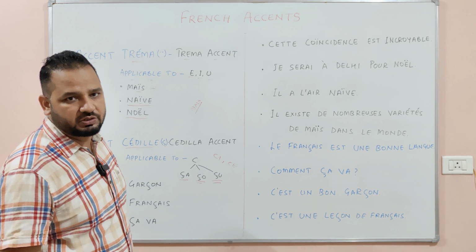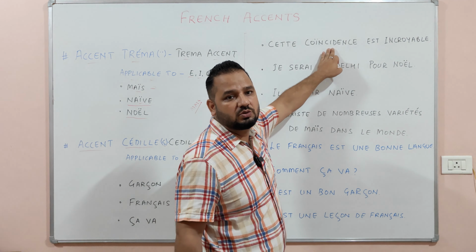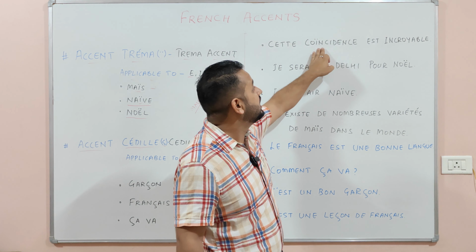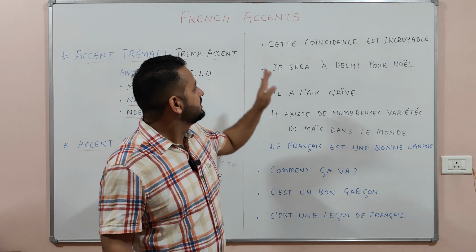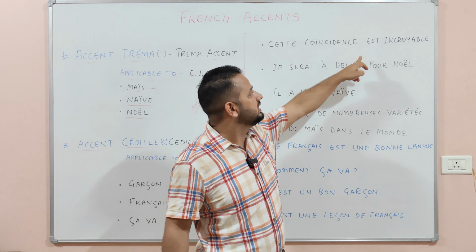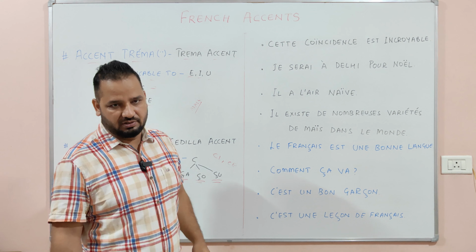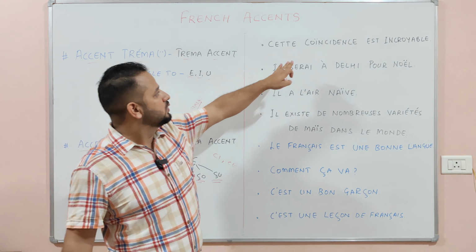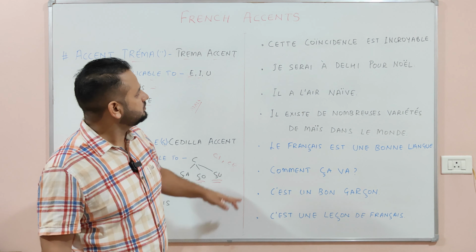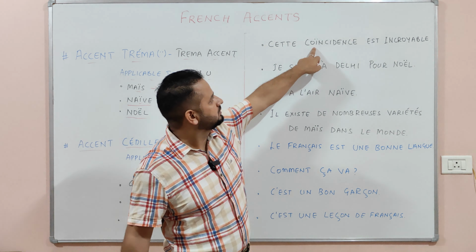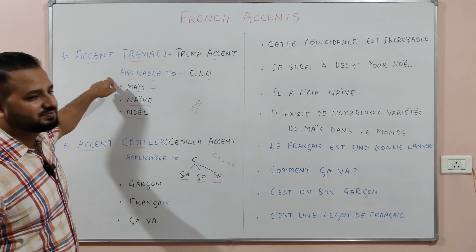Let's discuss a few examples. Cette coïncidence. Coïncidence. Cette coïncidence est incroyable. This coincidence is incredible. Correct? Which accent? This one. Tréma.